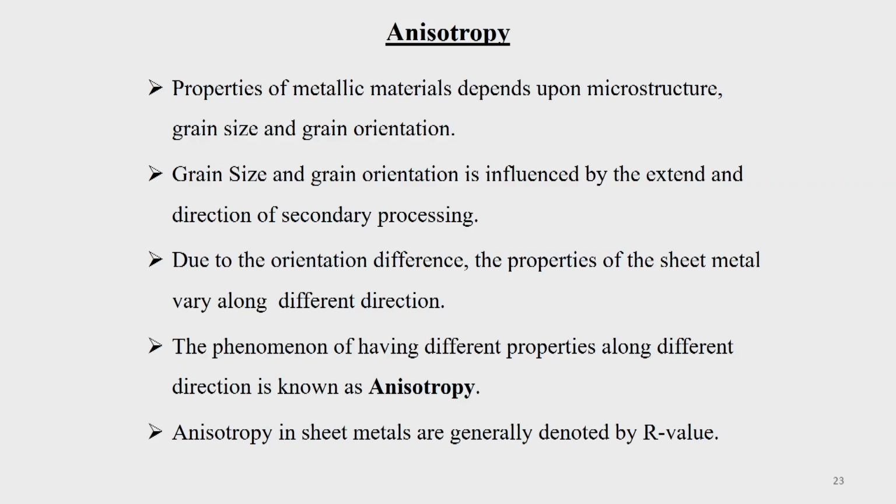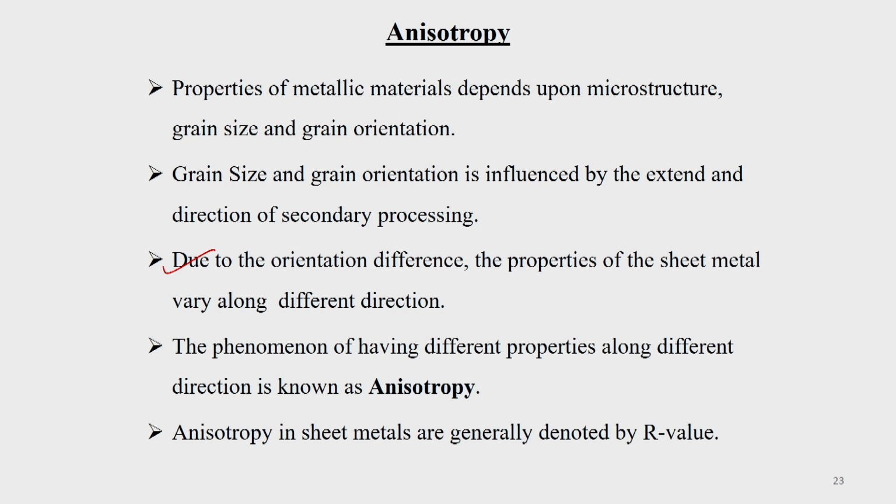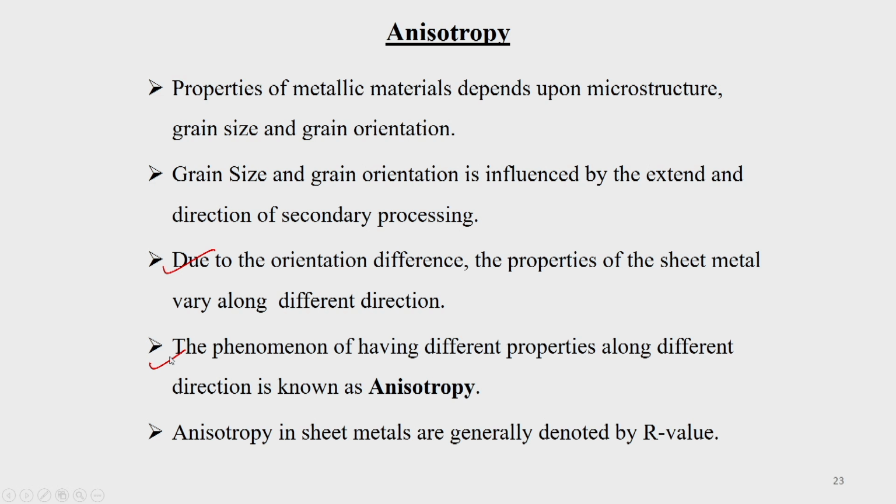So, the grain size and grain orientation are influenced by the extent and the direction of the secondary processing. And based on that only your properties will change. Due to the orientation difference, the properties of the sheet metal vary along different directions, because if the grains are elongated along one direction and you apply load in another direction, maybe the properties will be poor, whereas along the direction of elongation, the mechanical properties will be better. So, that is one thing: the phenomenon of having different properties along different directions.